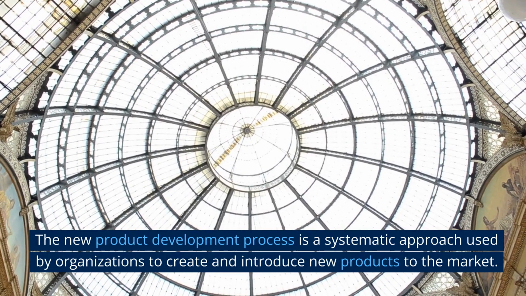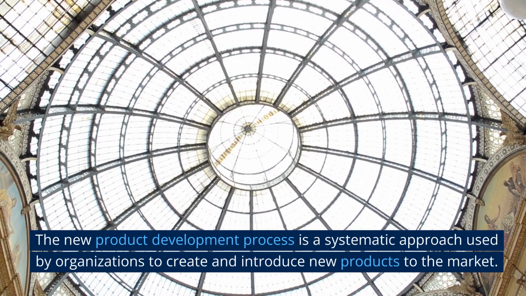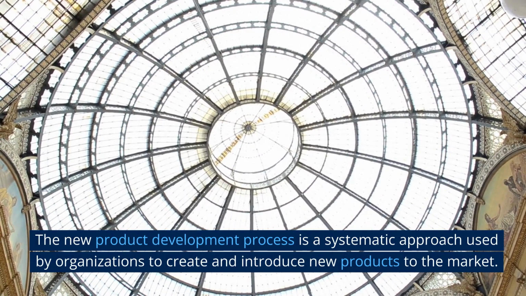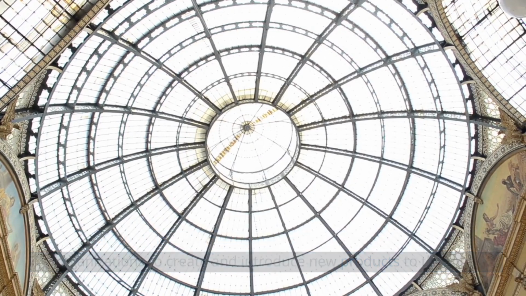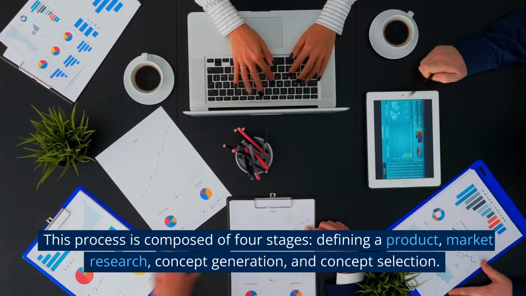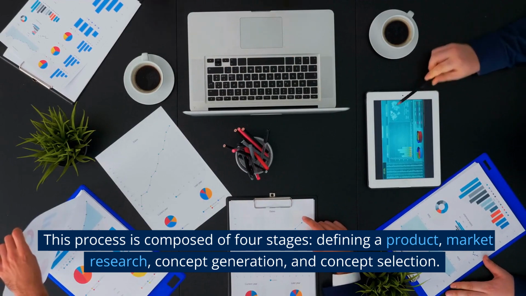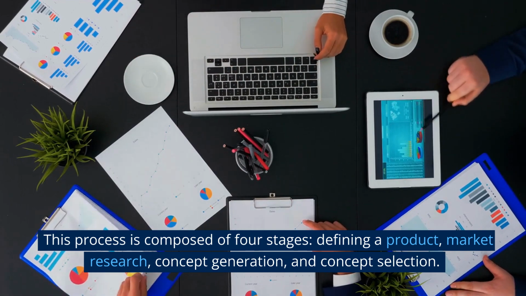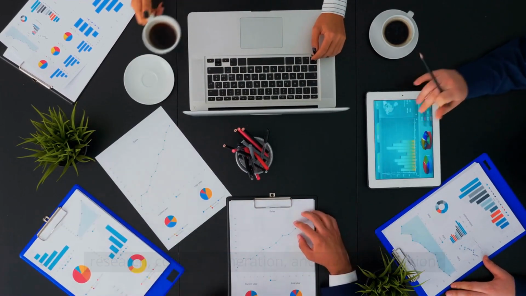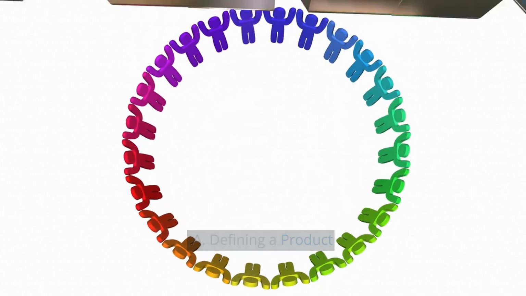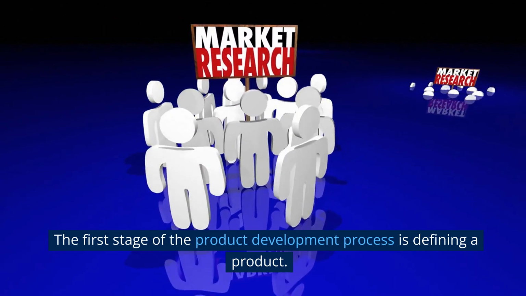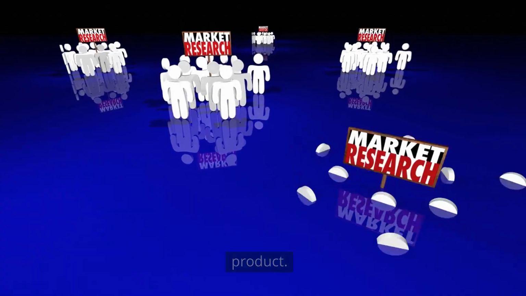The new product development process is a systematic approach used by organizations to create and introduce new products to the market. This process is composed of 4 stages: defining a product, market research, concept generation, and concept selection. Defining a product. The first stage of the product development process is defining a product.